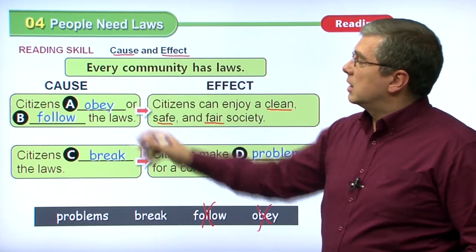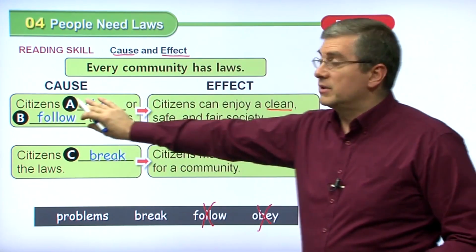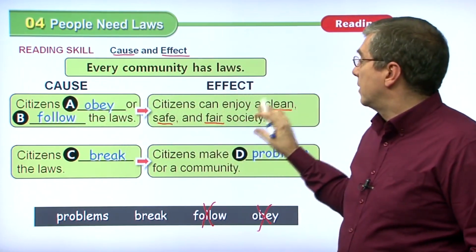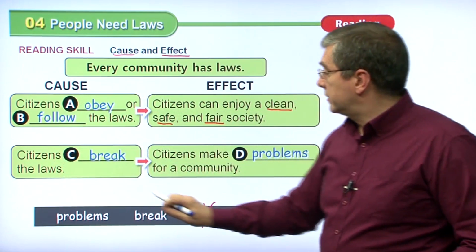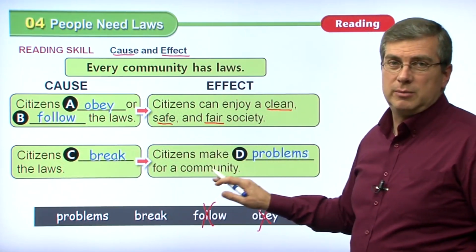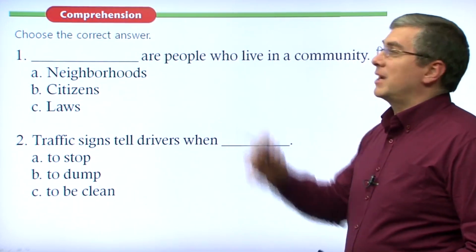Okay, so this is a good reading skill chart showing cause and effect. What happens if we follow the laws? We have a clean, safe, and fair society. What happens if we break the laws? We make problems in our community. Okay, let's move on. Now we have our reading comprehension questions.